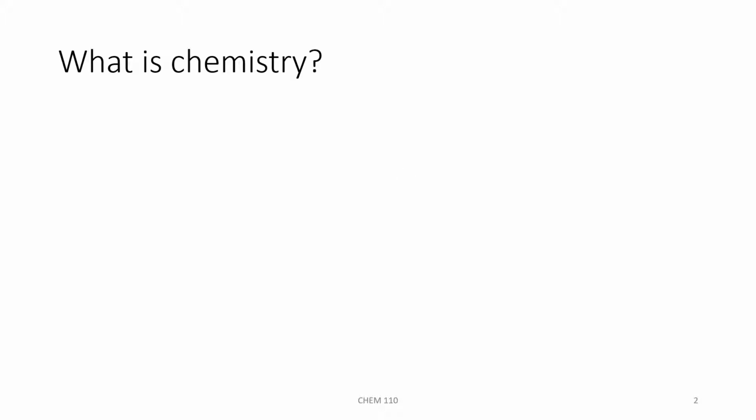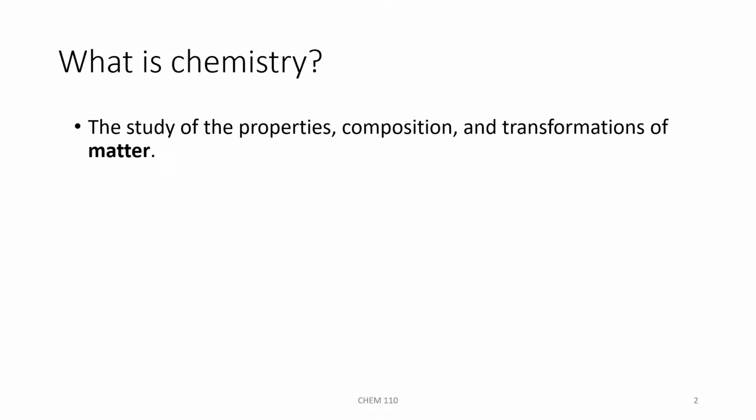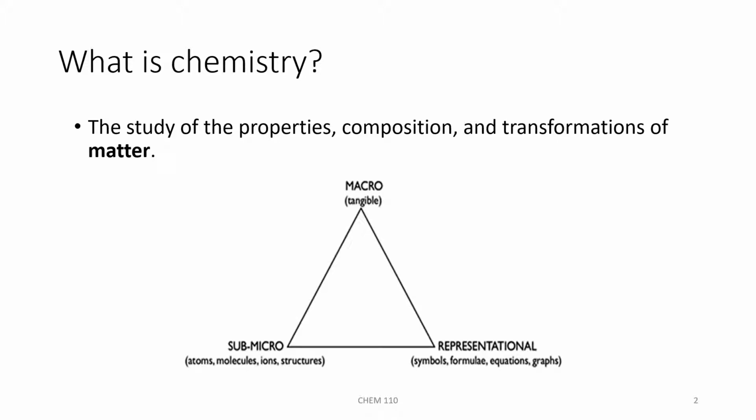Let's get started. What exactly is chemistry? Chemistry is studying something called matter. We're looking at what are the properties of matter, the composition of it, and what types of transformations can matter undergo. Matter can be described in 3 different ways.